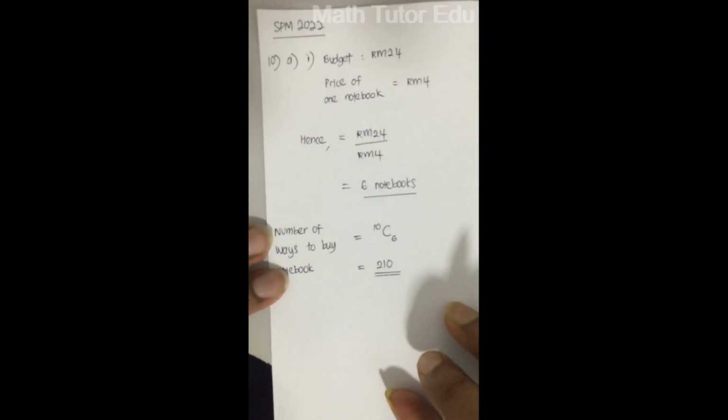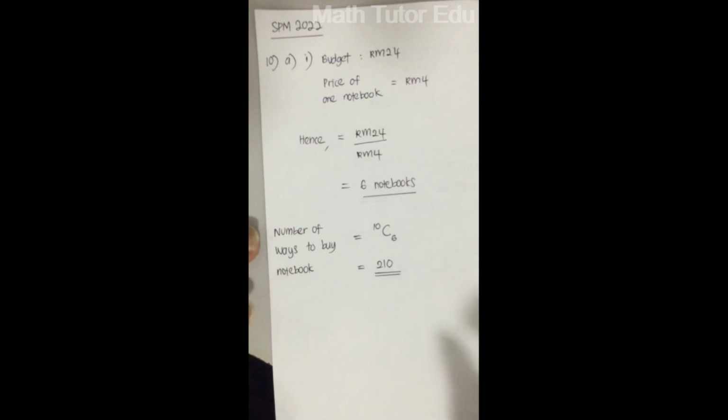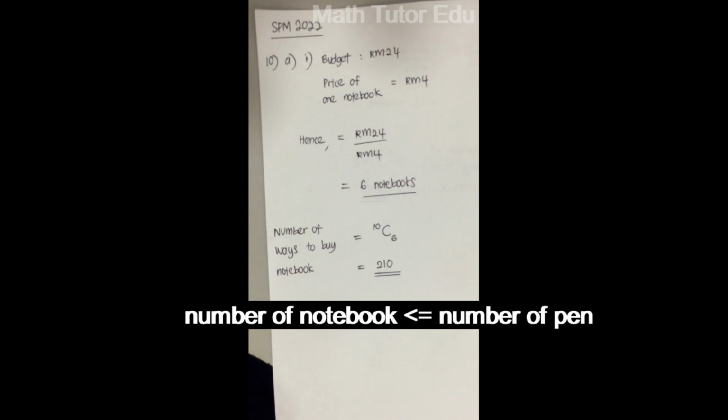Okay, so that's all, guys, we're done with part 1. Let us move on to part 2, where they ask us to find the number of different ways we can buy the item if the number of notebooks is at most equal to the number of pens. Look at the keyword, guys, they mentioned "at most equal." So what it actually means is that the number of notebooks should be less than or equal to the number of pens.